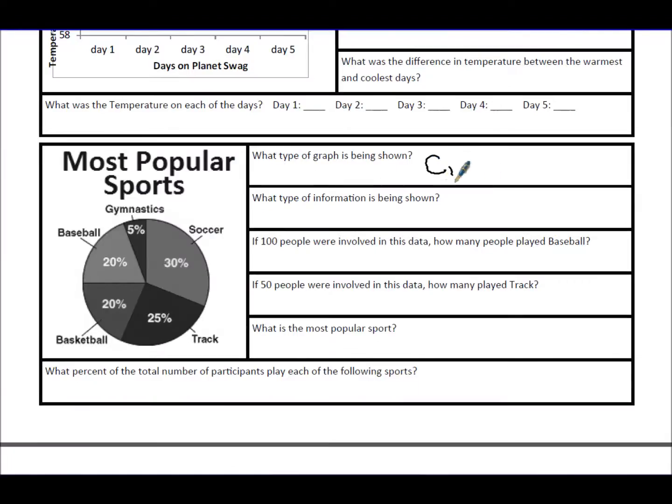What type of graph is being shown here? Well, we see a circle, so it is a circle graph. And it's asking what type of information is being shown. Well, I see that the title says most popular sports, and each of the different categories are different sports: gymnastics, baseball, basketball, track, soccer. So there's not as much information on here, but it's showing us the percent of people who play these different sports.